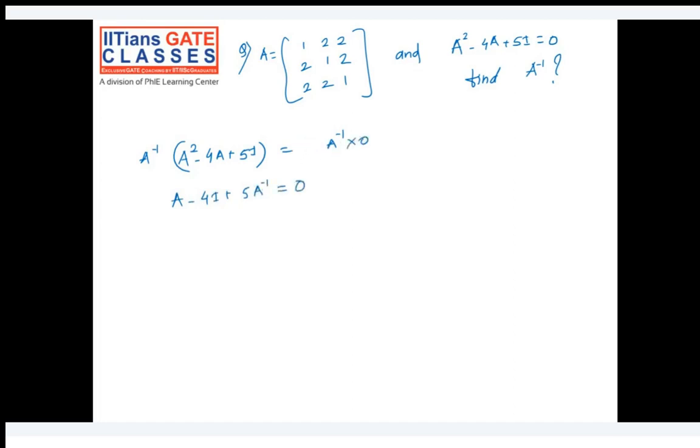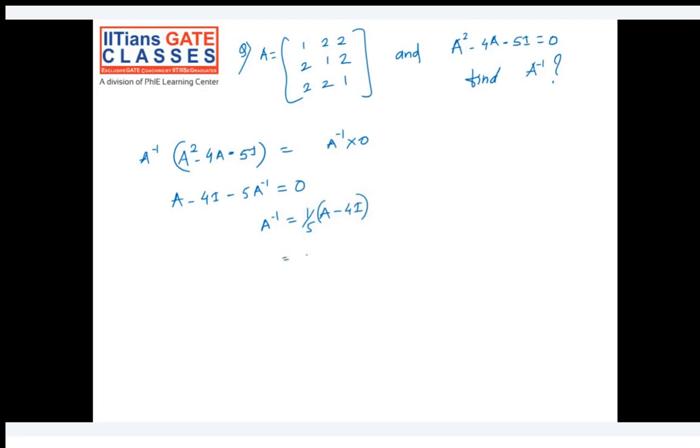And from this equation, what we can get is 5 times A inverse equal to 4I minus, sorry, here it's a negative 5I, correct it. So 5 A inverse is equal to A minus 4I. And this 5 you can bring here: 1 upon 5 times A minus 4I. Then you can put the value of A and I here.